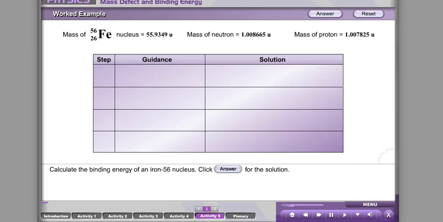Calculate the binding energy of an iron 56 nucleus. Click the Answer button for the solution.